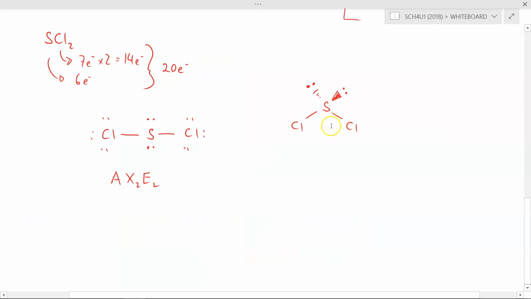So my chlorines are going to be on the plane of the paper. One lone pair will be popping out of the page. The other lone pair will be popping into the page. Because there are 2 lone pairs, the angle between the chlorines is going to be much less than 109.5 degrees. Now let's take a look at what type of hybridization is used around the sulfur.